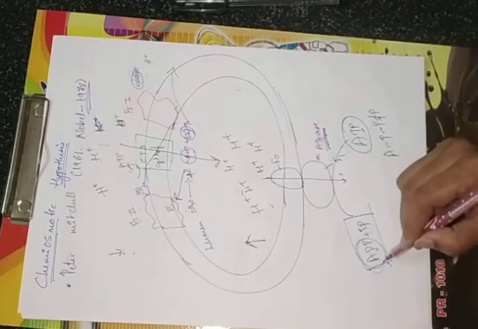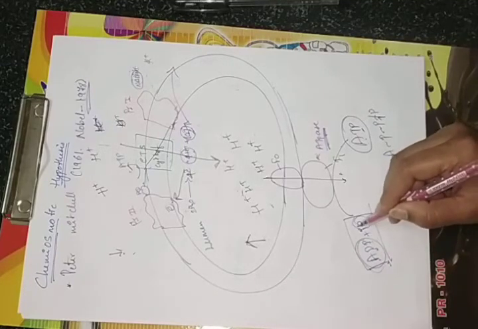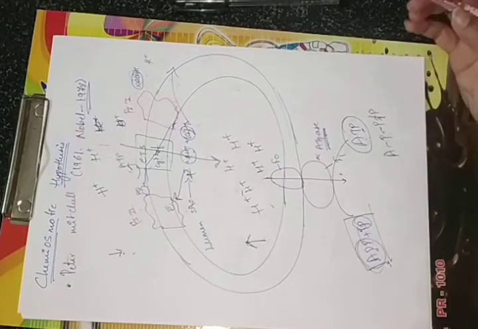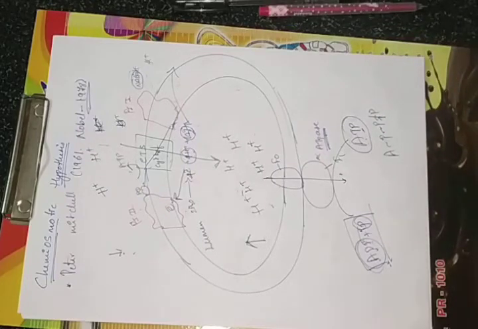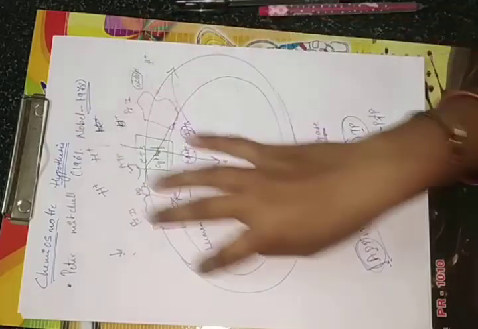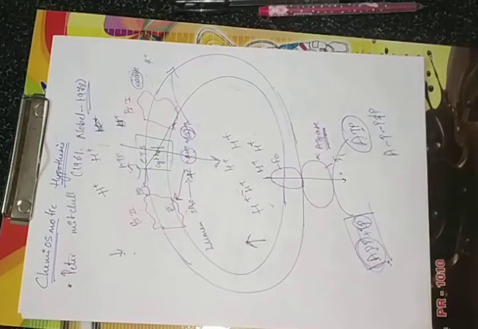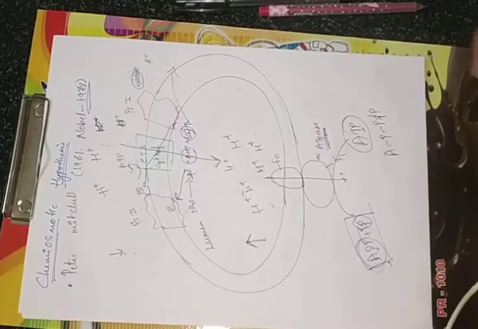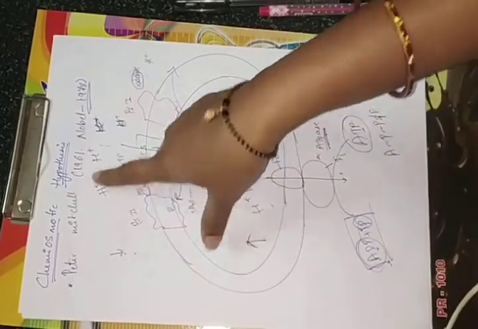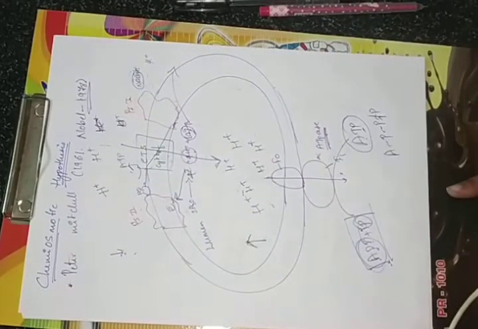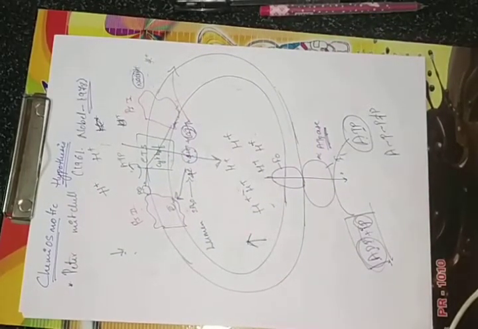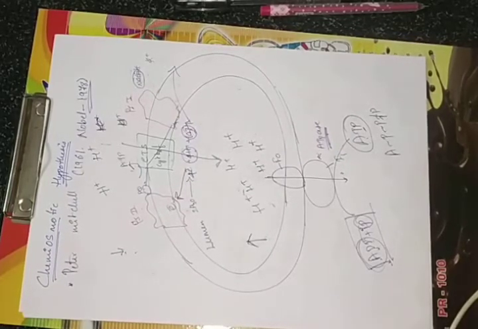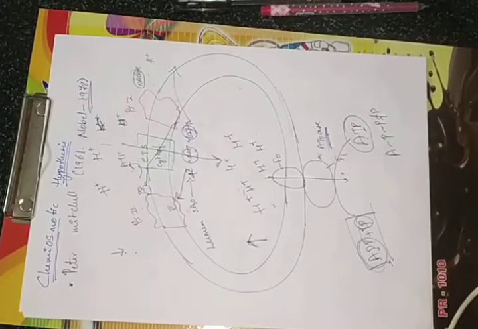Adenosine diphosphate and inorganic phosphate combine by the process called the chemiosmotic hypothesis. This diagram is very very important, children. Who proposed this theory? Peter Mitchell. In the year 1961 he proposed it, and he got the Nobel Prize for his work in the year 1978. This is about the chemiosmotic hypothesis. And then in the next class we are going to learn about the Calvin cycle, children.